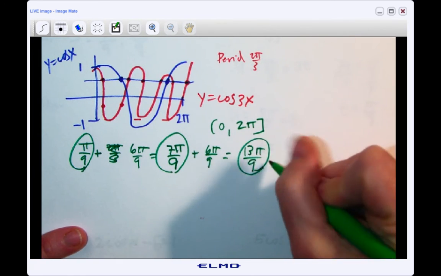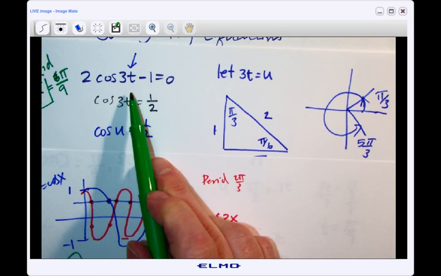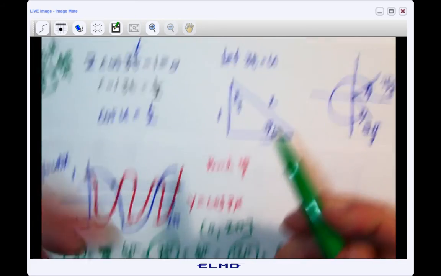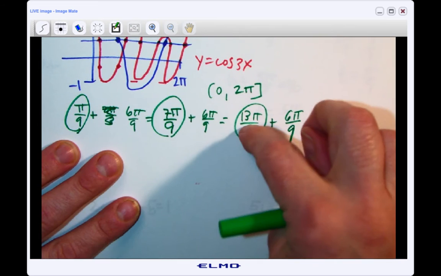Now, I already know this next one is not going to work because I know that this is a horizontal compression by a factor of 3. And that means that there's 3 times as many waves. So that means there's 3 times as many solutions. So I'm looking for 6 solutions. I know that I'm looking for 6. So I'm pretty sure these are all of them.